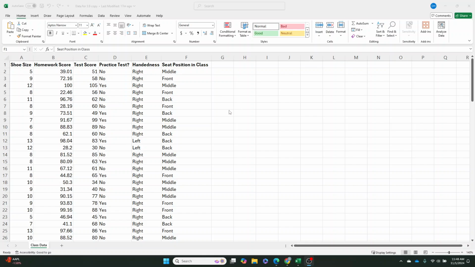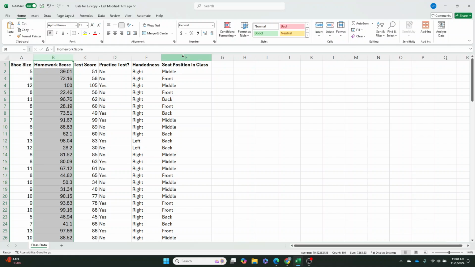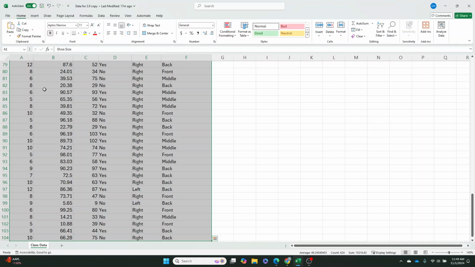Okay, so if what we want to do here is compare homework score to seat position in class, then we're going to need to split up the homework scores by the position in class. So in order to do that, what we're going to want to do is sort this data set by seat position, and then we can copy and paste the homework scores into separate columns. So let's do that. We've done this before.